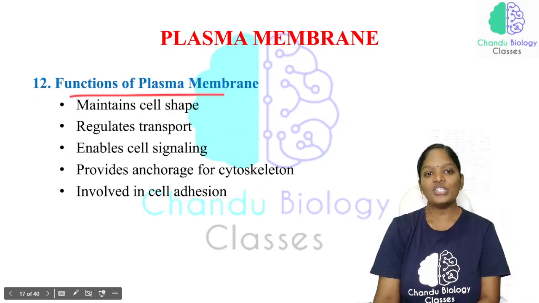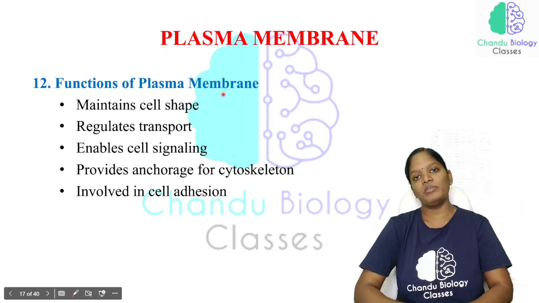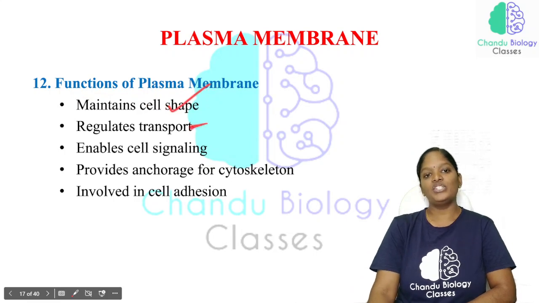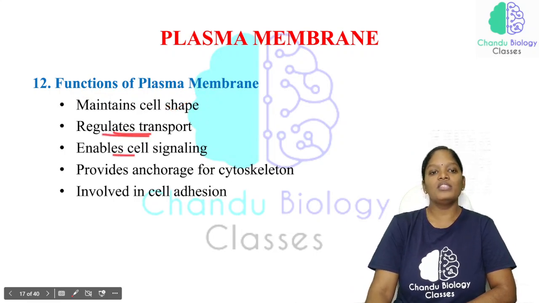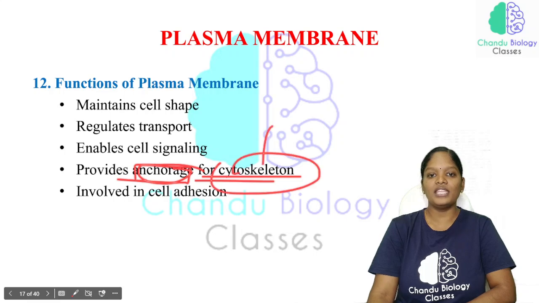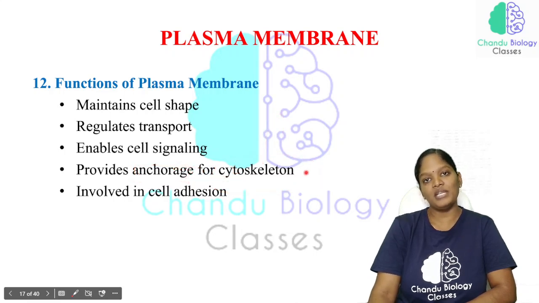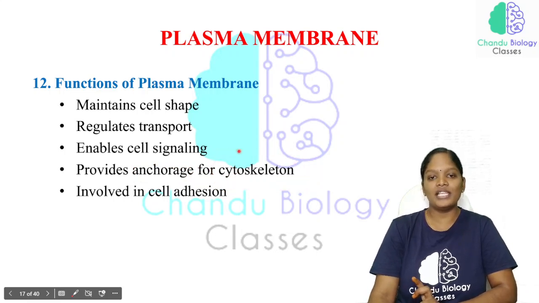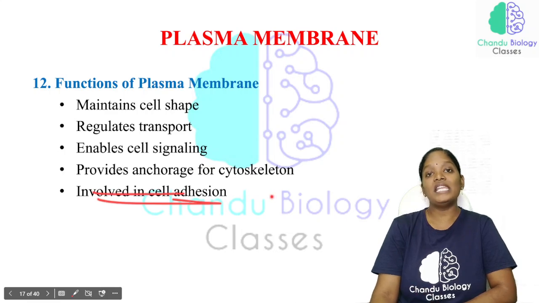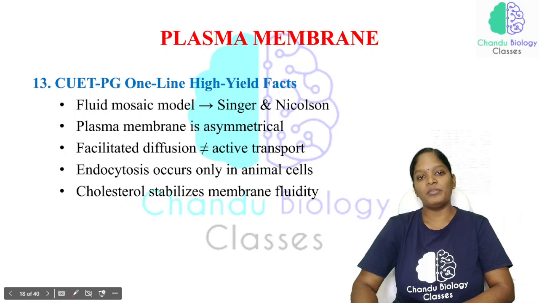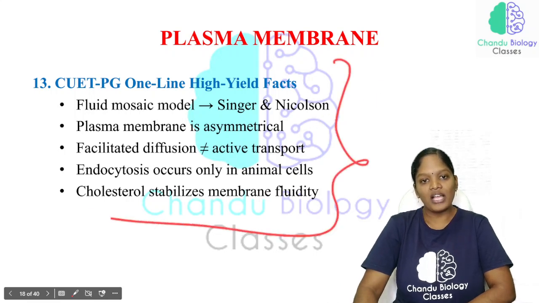Now what are the functions of the plasma membrane? Why does the plasma membrane have to be present in the animal cell? See, it maintains the cell shape, it regulates transport, it enables cell signaling and provides anchorage for the cytoskeleton. Anchorage means support. The cytoskeleton is nothing but microtubules, microfilaments and intermediate filaments. All these will be discussed in detail in the cell division or cell cycle chapter. It is also involved in cell adhesion, cell attachment. So these are all the functions of the plasma membrane, and these are the important factual one-liners.